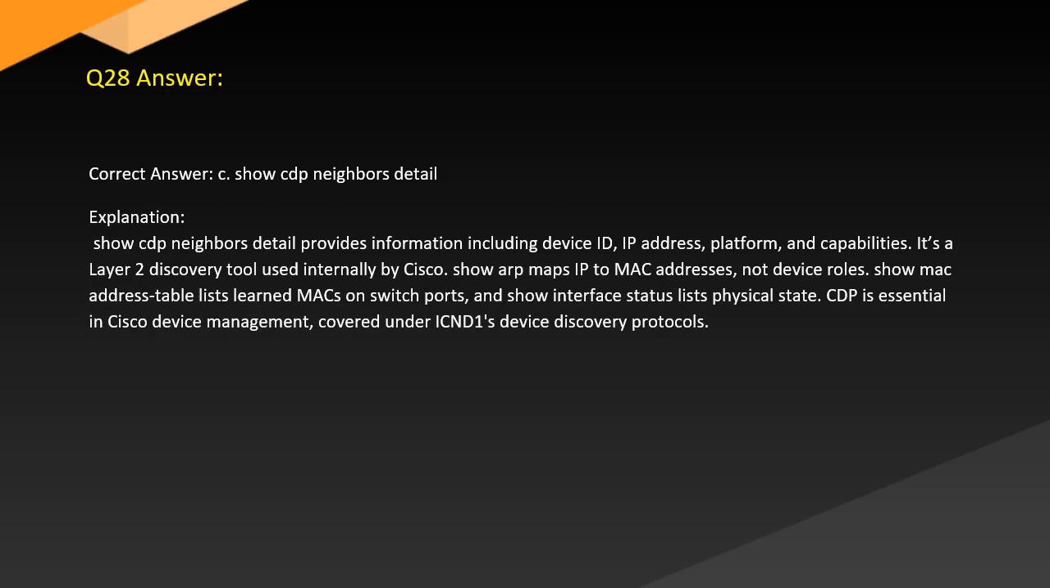Answer. Correct answer: C. Show CDP neighbors detail. Explanation: CDP neighbors detail provides information including device ID, IP address, platform, and capabilities. It's a layer 2 discovery tool used internally by Cisco. Show ARP maps IP to MAC addresses, not device roles. Show MAC address table lists learned MACs on switch ports, and show interface status lists physical state. CDP is essential in Cisco device management, covered in ICND's device discovery protocols.